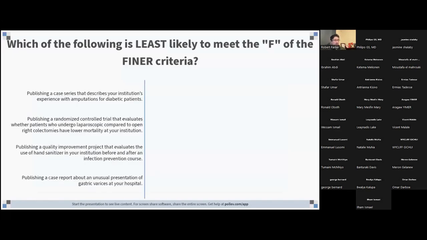Okay, yeah, so I would agree that publishing a randomized controlled trial that evaluates patients who undergo laparoscopic versus open colectomy at your hospital, that's pretty challenging because you need to have enough patients to answer that question. It's probably not difficult or unfeasible to publish a case report about an unusual presentation of gastric varices at your hospital. You know, it might not be interesting or relevant or novel if your hospital has published that multiple times, but it's probably pretty feasible.